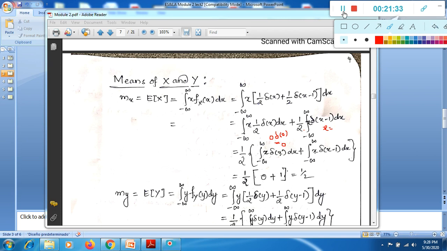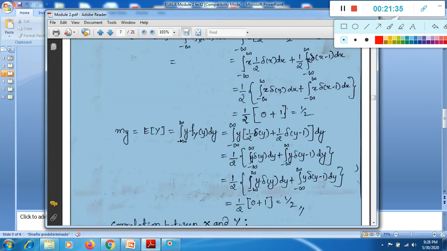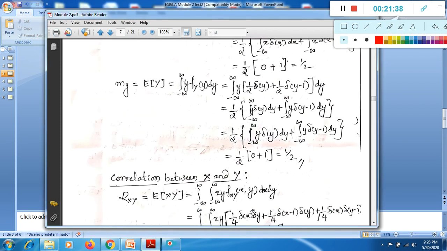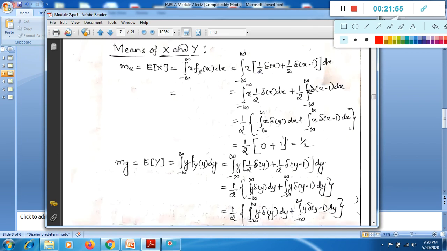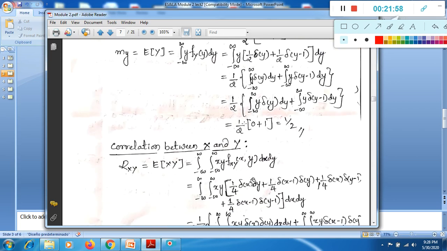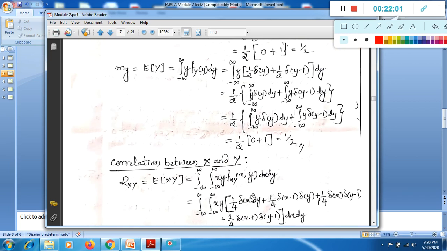Similarly, we can go for obtaining my. My is E of y, integration from minus infinity to plus infinity y into fy of y dy, which is given by y into, we substitute whatever we have obtained as fy of y, half of del y plus half of del of y minus 1. So when we do the same thing, 1 by 2 is common.